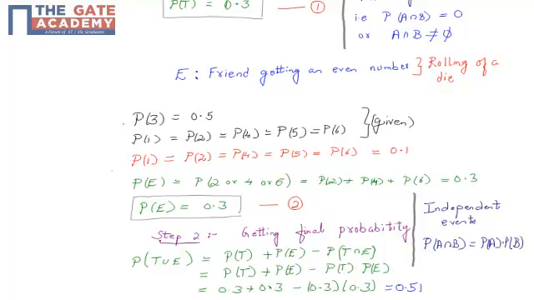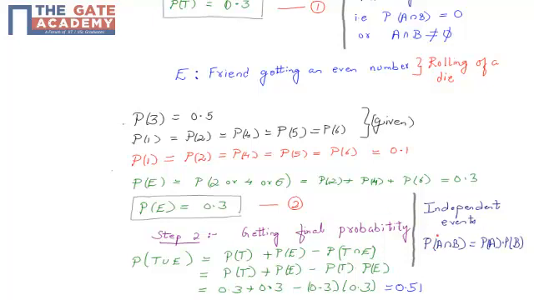Once we are done with this, we would move to step 2, that is getting our final probability. So our final probability would be either you are getting tail or your friend is getting an even number. So P of T union E is equal to P of T plus P of E minus P of T intersection E. And we are given that this T and E, both of these events are independent.